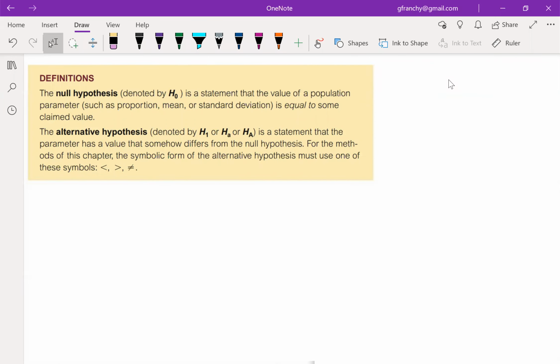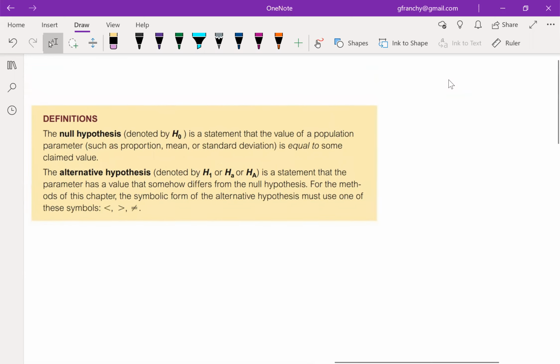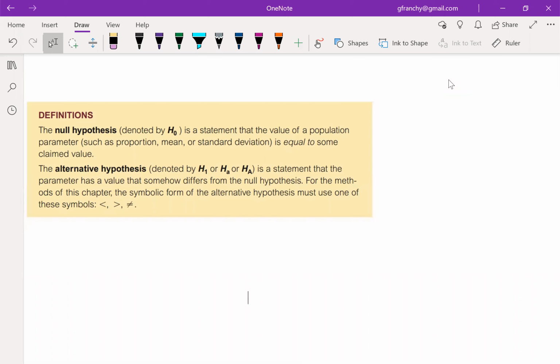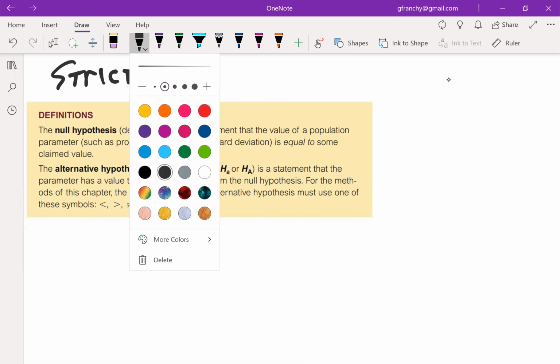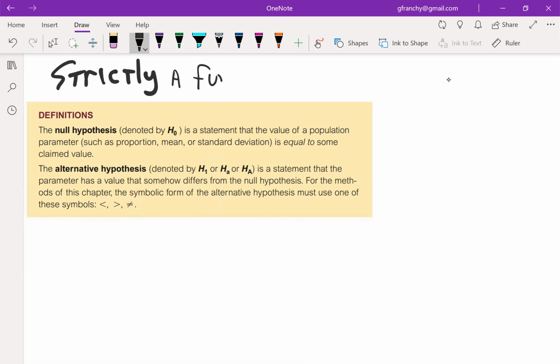The first part of hypothesis testing is going to be developing the hypothesis statement. And one of the key things about the hypothesis statement is that it is strictly a function of the claim. That's why we're going to start off translating the claim, setting that up. That's going to be used to build the hypothesis statement.